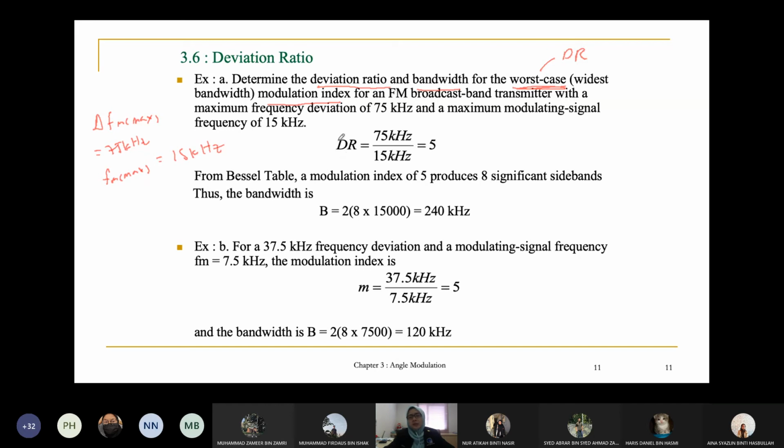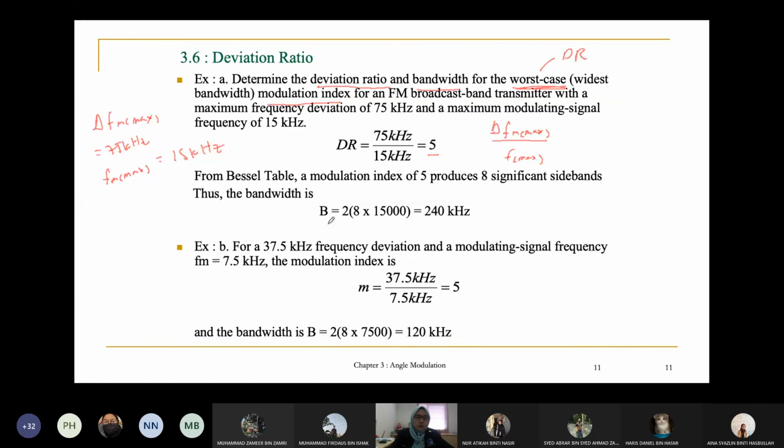So if you calculate the deviation ratio, or the worst case modulation index, it is delta F max divided by Fm max. 75K divided by 15K, you will get a deviation ratio of 5. Remember, the deviation ratio of 5 is actually the modulation index, but for the worst case. So you should know that 5 is the modulation index.